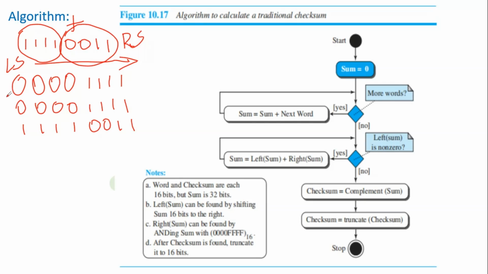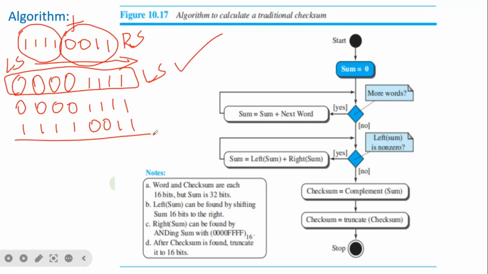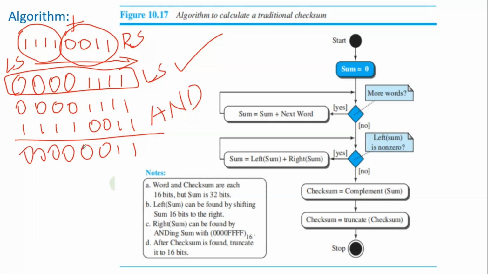This is done, this is our left sum. Now we have to do the right sum. Anding we have to do, not adding, it is AND. If we do AND, then 1 and 1 is 1, 1 and 1 is 1, 1 with 0 is 0, 1 with 0 is 0, and anything you AND with 0 is 0. So if you can see, this part is extracted so neatly, and this is all 0. So this is my right sum.